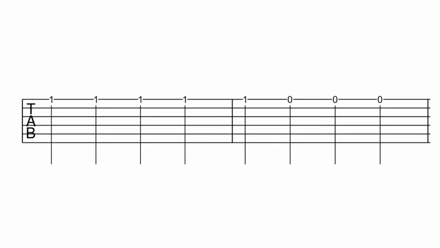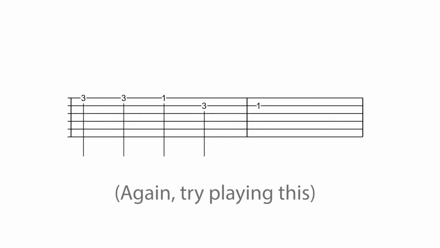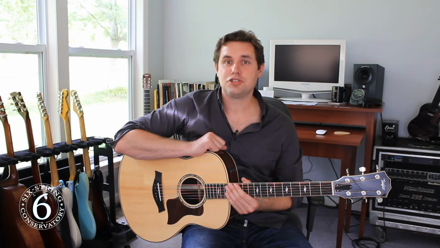So reading from left to right, if I see 1 written out 4 times on the high E string, well, that means I play fret 1 4 times on the high E string. If I see 0, that means I'm going to play the open string. And if I see 3, well, that means I'm going to play fret 3 on that string. So even if those numbers move to the next string down, well, that means I play those frets on the next string down. By now, you probably recognize that melody as Jingle Bells.